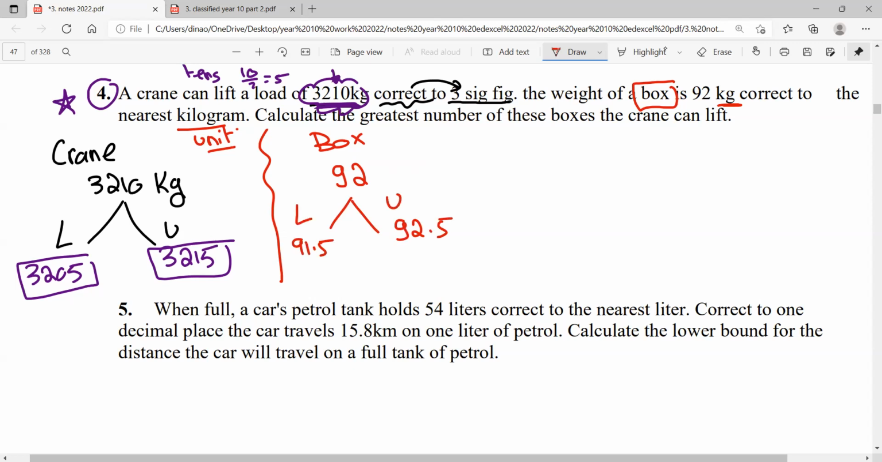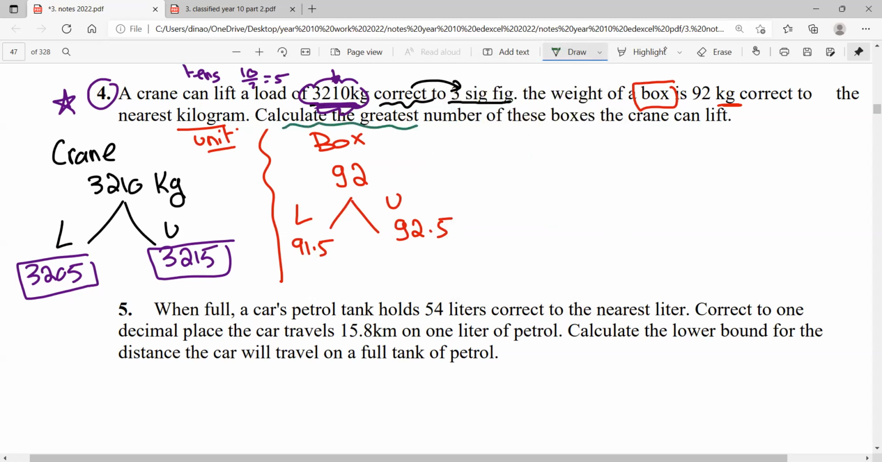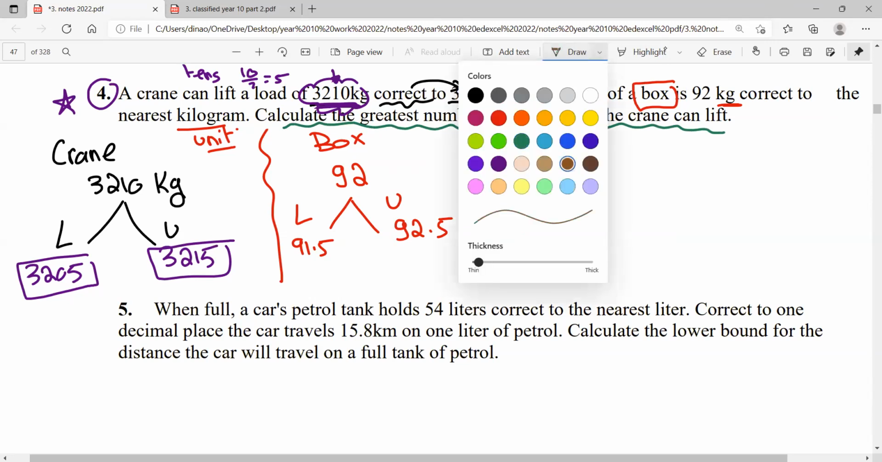So I have a crane, and in front of this crane there are boxes. تمام؟ Now, what is required in the question? What is required in the question is calculate the greatest number of boxes the crane can lift. تمام؟ أنا سواق الونش أهو. أنا الونش.